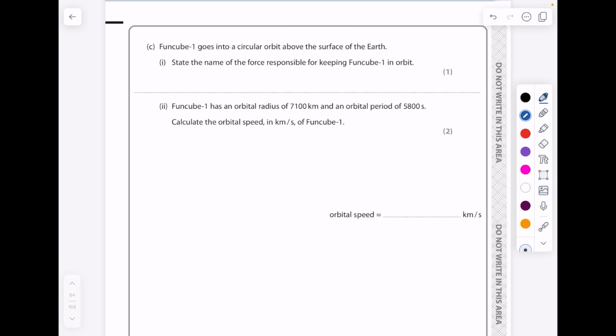Fun Cube 1 goes into a circular orbit above the surface of the Earth. State the name of the force responsible for keeping Fun Cube 1 in orbit. It's the gravitational force. Fun Cube 1 has an orbital radius of 7,100 kilometers and an orbital period of 5,800 seconds. Calculate the orbital speed in kilometers per second.